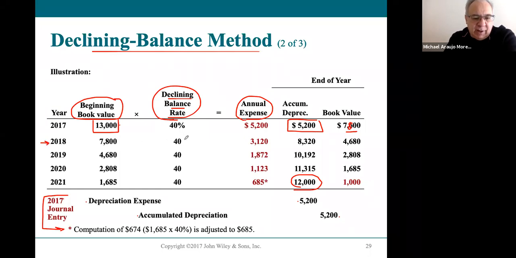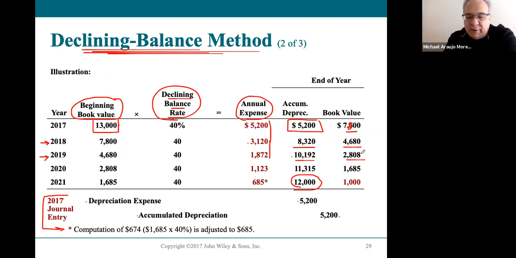Multiply that by double the straight line, which is 40%. We're going to write off another $3,120 this year for depreciation expense. When you add these two together, your accumulated depreciation is $8,320. Book value is down already to $4,680, really low. That becomes our beginning balance to calculate our depreciation here. Times the 40%, we're going to write off another $1,872. So look, after the first 3 years, we've already written off over $10,000 of this asset. That's the accelerated portion of this. Okay.